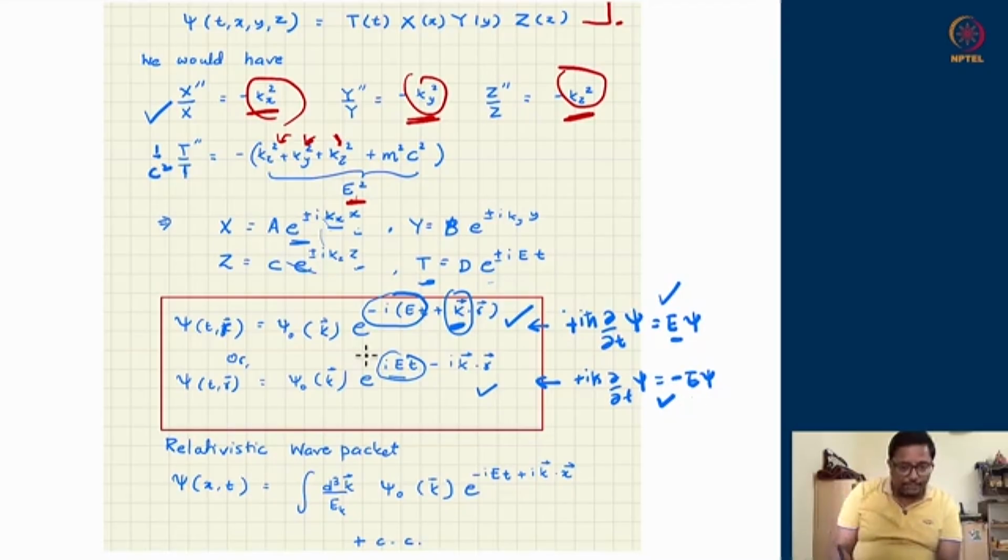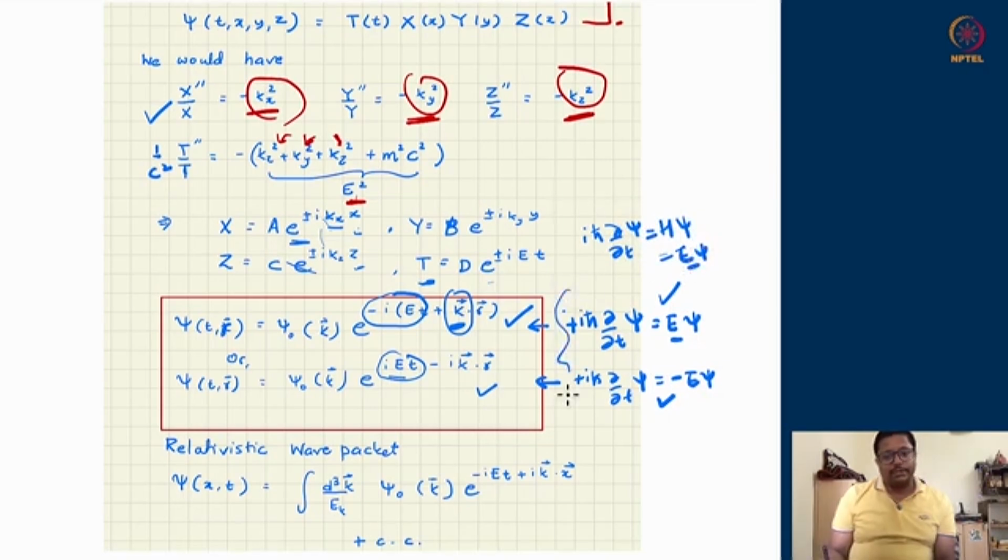So therefore I will have these 2 solutions possible, one with positive E and one with a negative E. Contrasted to the Schrodinger equation, there we had only one solution with positive E. Iota h bar del del t psi was H psi, and that was supposed to be E psi. Only one signature was there. Here in the relativistic setting, there are 2 signs which are possible, positive energy and negative energy.